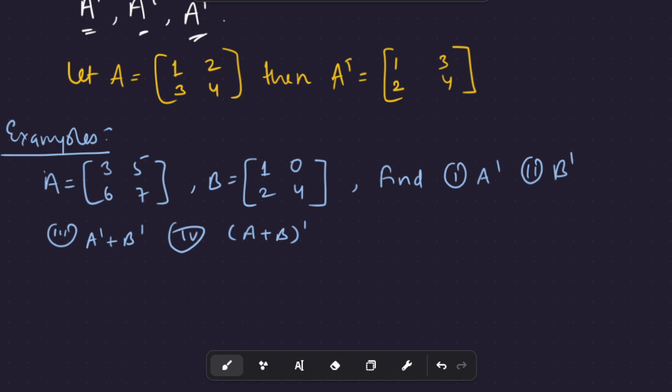Okay, tell the answer of the first one. A transpose, what can be the elements of A transpose? 3, 6, 5, 7. Okay, 3, 6 formerly was in a column, now it will form a row. And B transpose? 1, 0, 2, 4. Here 1, 0 will be in a column, right? Okay, do 1, 2, 3, 4.